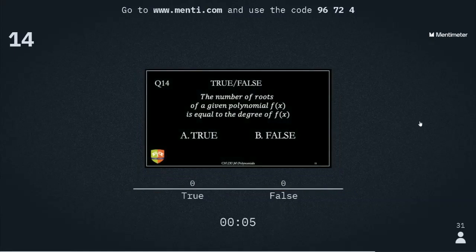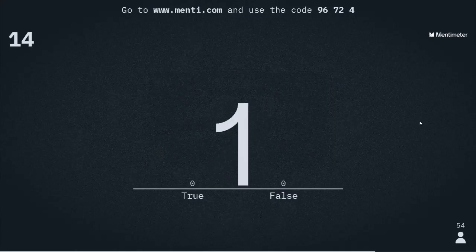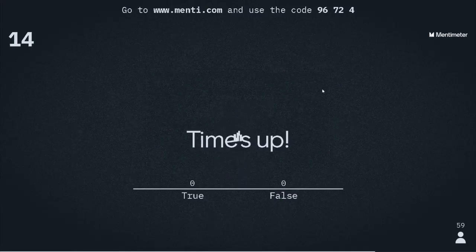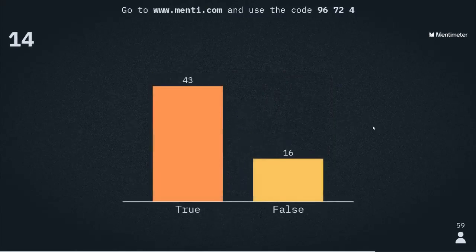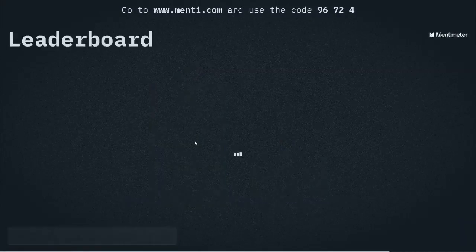Number of roots of a given polynomial is equal to the degree of f(x). This should be correct. Most of you have got it correct. Yes, it is indeed the number of any types of roots. It can be complex roots also, no problem. But then the number of roots will be equal to the degree of the polynomial. Remember this. Next, leaderboard.